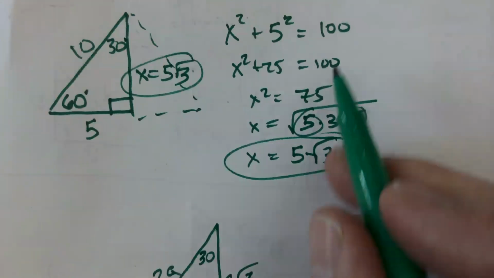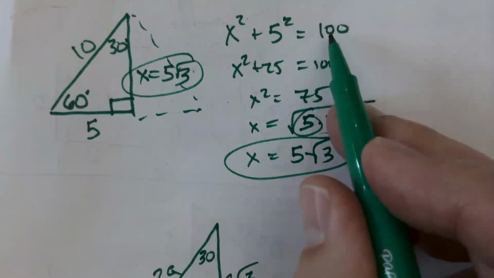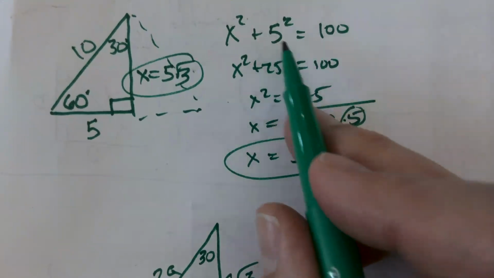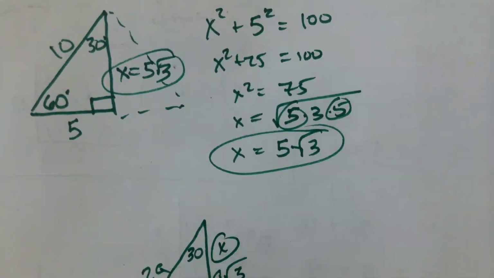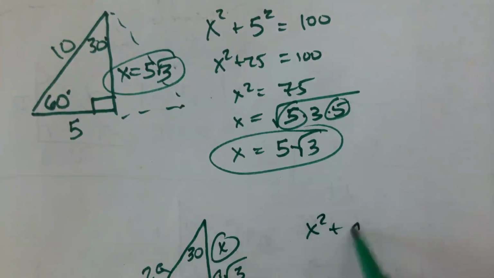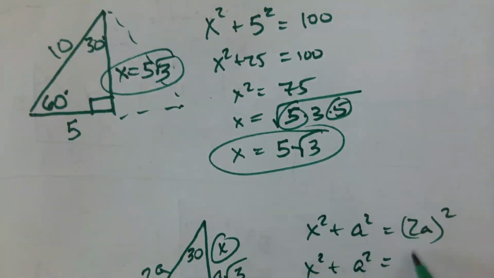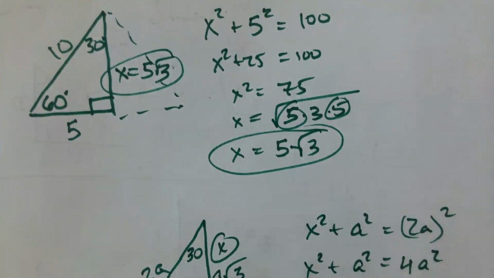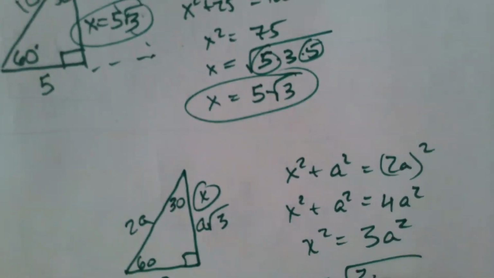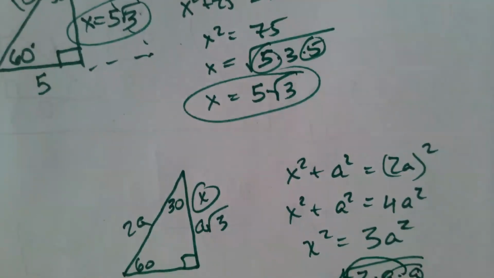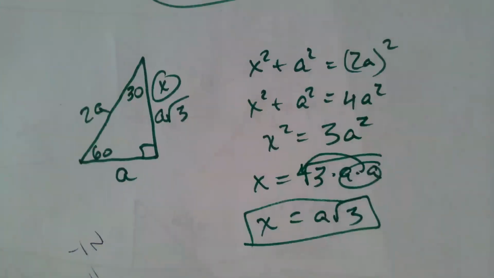The 3 comes from the fact that we had 2 times here that gets squared, which makes it 4 times, and you subtract 1, which makes it 3 times. In other words, let's say we want to solve this. I'd say that x squared plus a squared equals 2a squared. X squared plus a squared equals 4a squared. Subtract 1, I get x squared equals 3a squared. When I take the square root, I get root 3 times a. So x is going to equal a root 3. It'll be root 3 every time it's a 30, 60, 90 triangle.